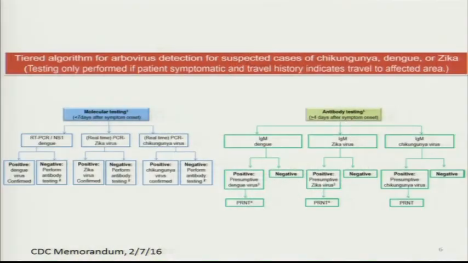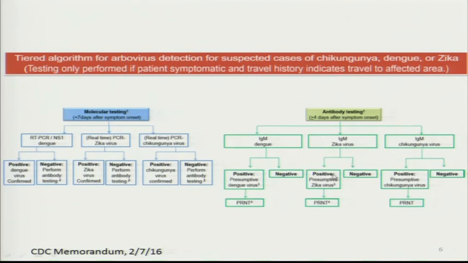Here is a CDC algorithm, and I'll show you this for suspected cases. Molecular testing again, so PCR for less than 7 days after symptom onset. There's a specific test for all 3 of these pathogens, and if it's positive, you have a one time point positive result, and that's it. You're good to go. Antibody testing can be used starting 4 days after, and there's an IgM test for all of these. And if it's positive, it's just presumptive because of the cross-reactivity.